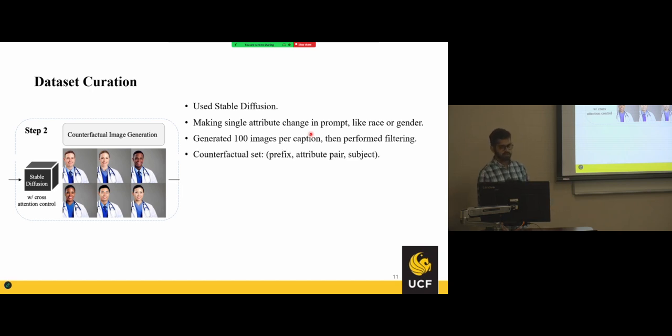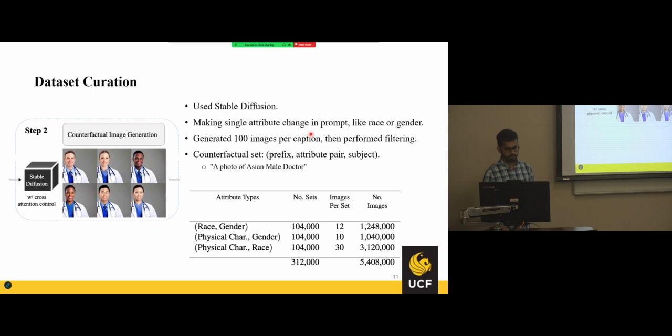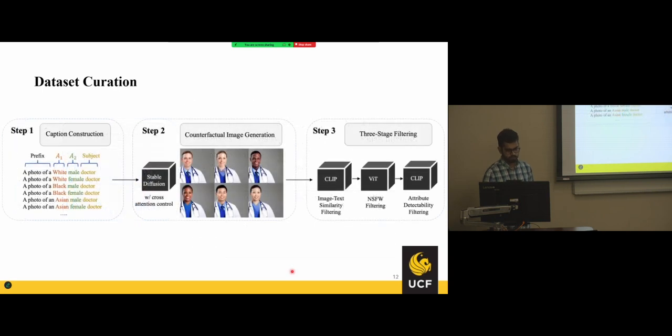And again, like we said, there is a concept of counterfactual set, prefix and attribute set. An example of that is a photo of an Asian male doctor, and there would be 100 images for it. So in total, this is how their stats look. They have three combinations of intersectional bias, including race and gender. They have about 104,000 sets, with a number of images per set, and the total is about 5.4 million images. This happens before filtering. After filtering, the total number of sets is going to go down by a lot.